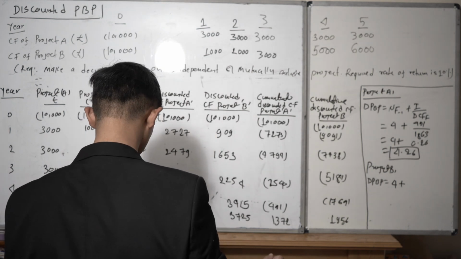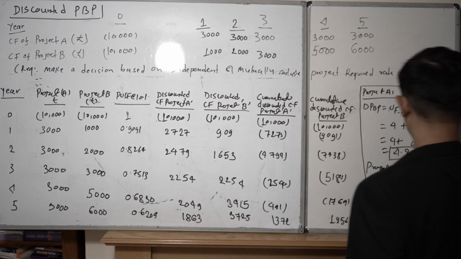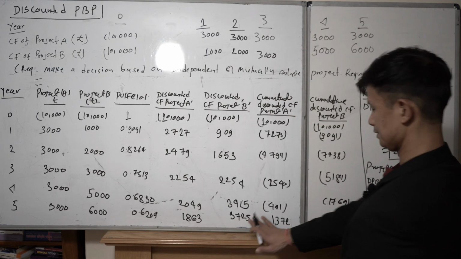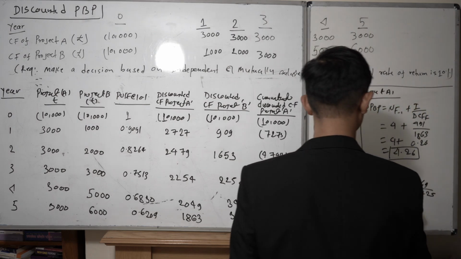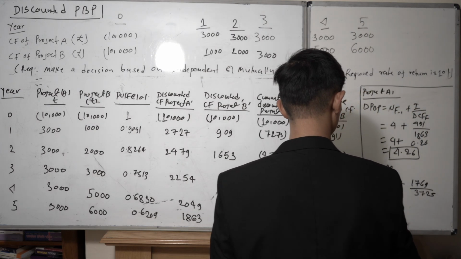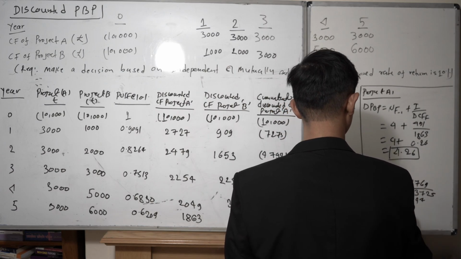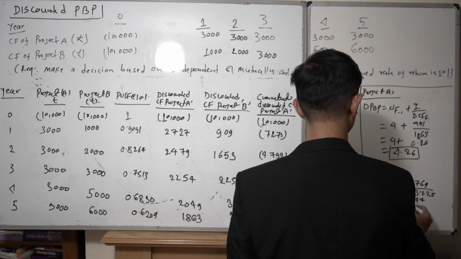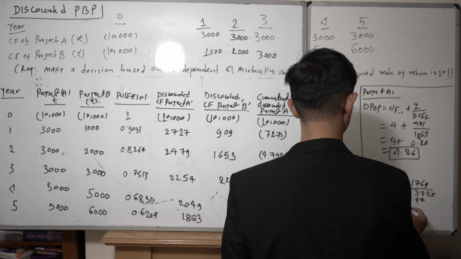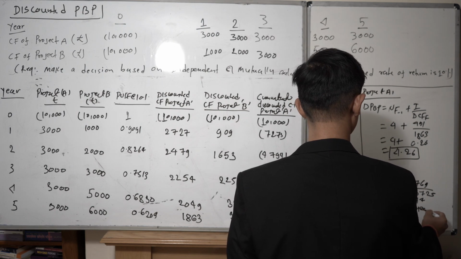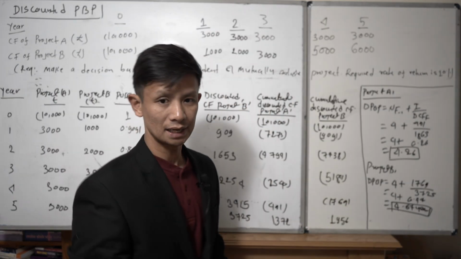The I is 1769. The DCF for project B is 3725. So 4 plus, if you divide 1769 by 3725, we get the value 0.47, and then here we get 4. If you add up these two, then we get 4.67 here. Now let's have a look at the decision criteria.